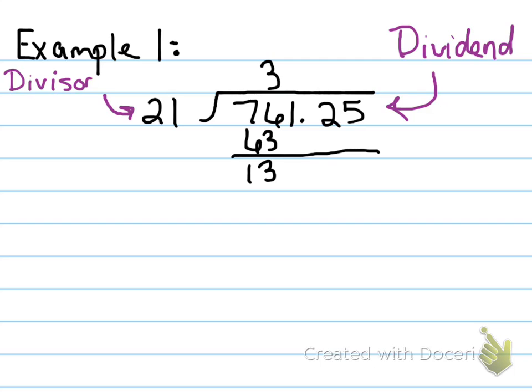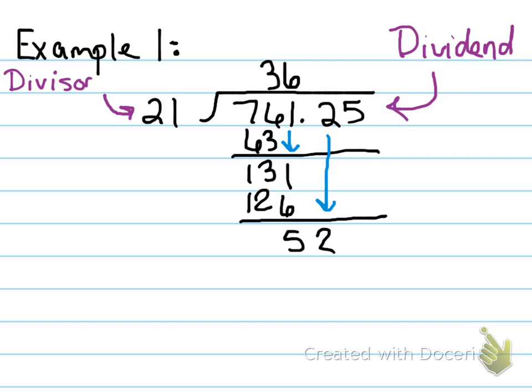Now, 21 can't go into 13, so what do we need to do? We need to bring down the 1. And when we bring down the 1, we get 131. And then when we multiply out, 6 times 1 is 6, 6 times 2 is 12, we subtract it and we get 5. Now, obviously, 21 doesn't go into 5, so we bring down our 2.